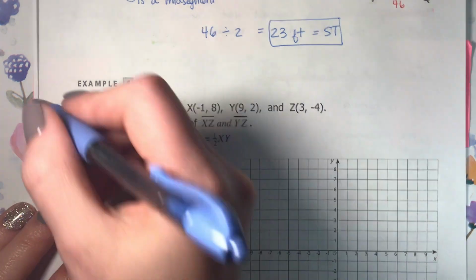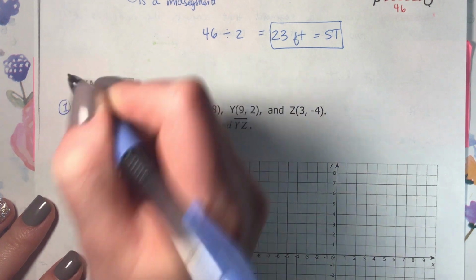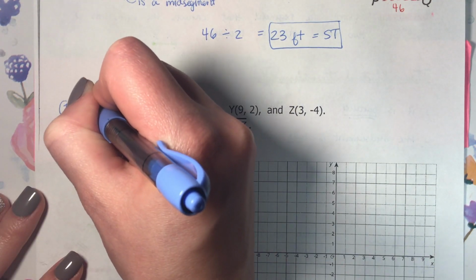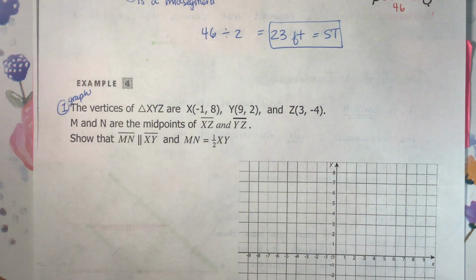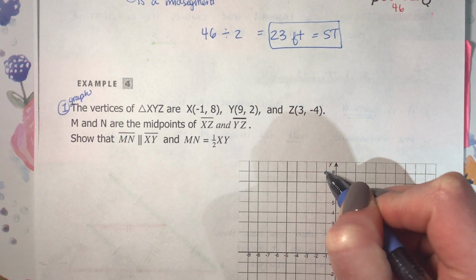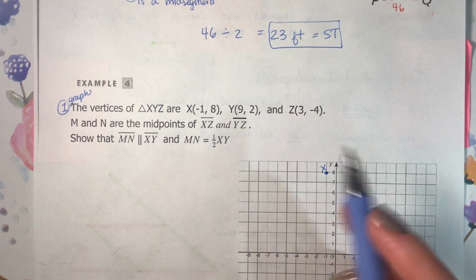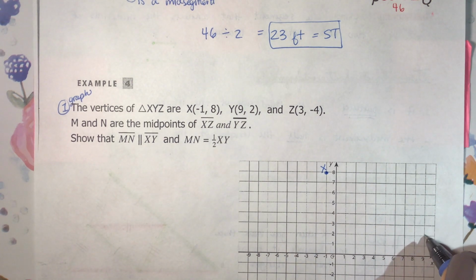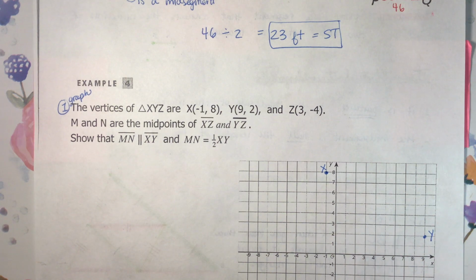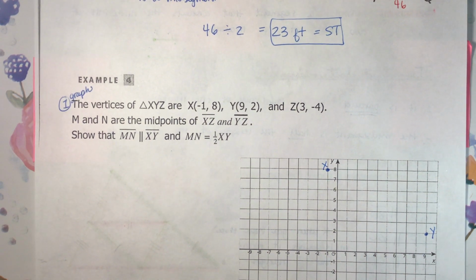So for step 1, let's graph it. We need to graph what we know. So that's what I'm going to do first. I'm going to graph triangle XYZ. X is at (-1, 8), so back 1, up 8. There's X. Y is at (9, 2), so over 9, up 2. And Z is at (3, -4). So there's Z. Now, I'm going to connect these.